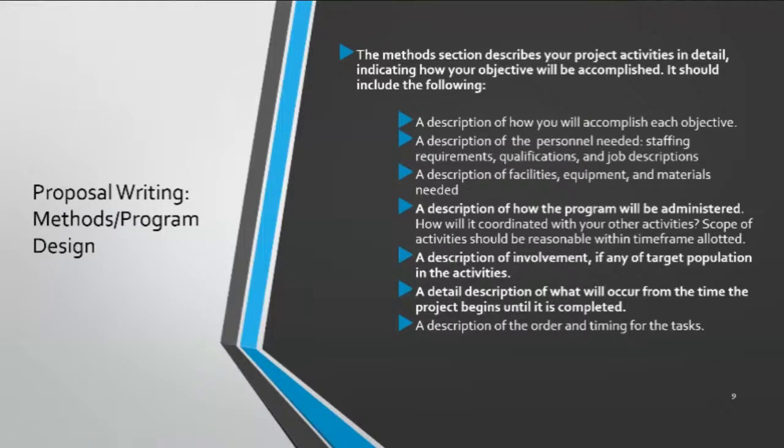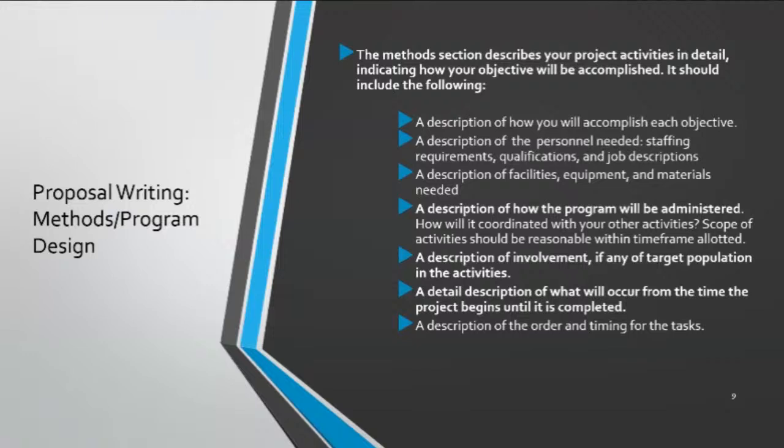Okay, now let's go to the how when it comes to what you plan to do. And the how is what we call the method section or the program design. The method section describes your project activities in detail, indicating how your objectives will be accomplished. And it should include the following. You should be able to provide a description of how you will achieve each objective. If you've got 5 objectives, there should be 5 descriptions.